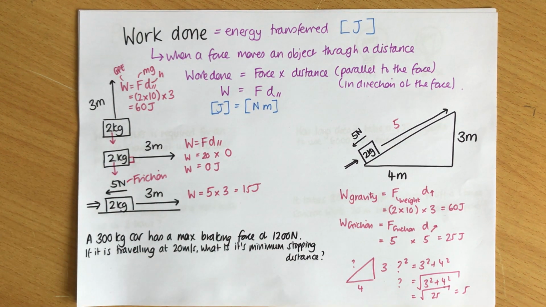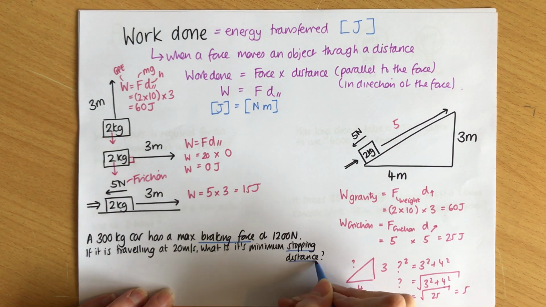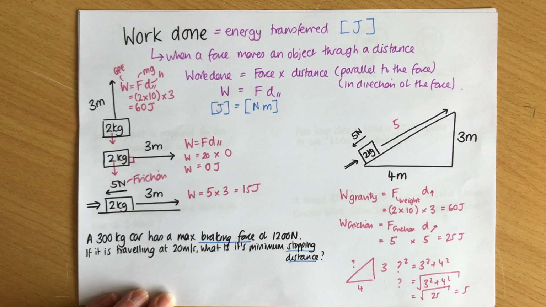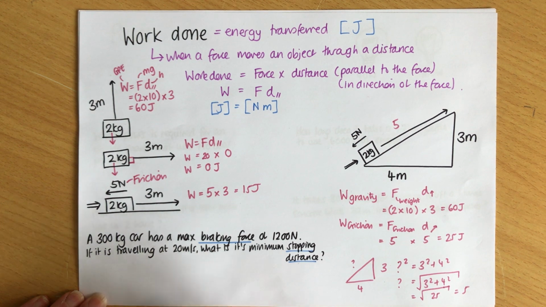One kind of tricky example that often comes up is trying to relate work done to kinetic energy lost when you've got a car that is slowing down. If you ever see a question that talks about braking force and stopping distances, you're probably going to want to use this approach. So a 300 kilogram car has a maximum braking force of 1200 newtons. If it's travelling at 20 meters per second, what is its minimum stopping distance?